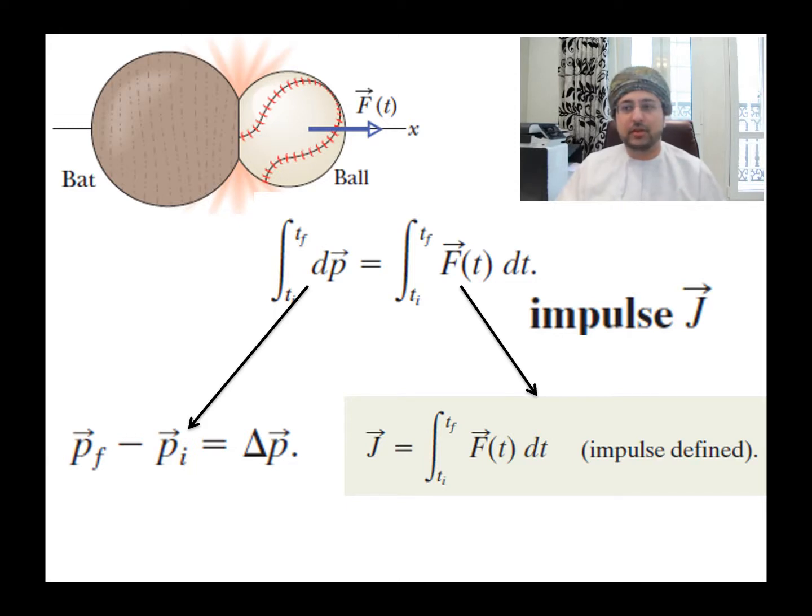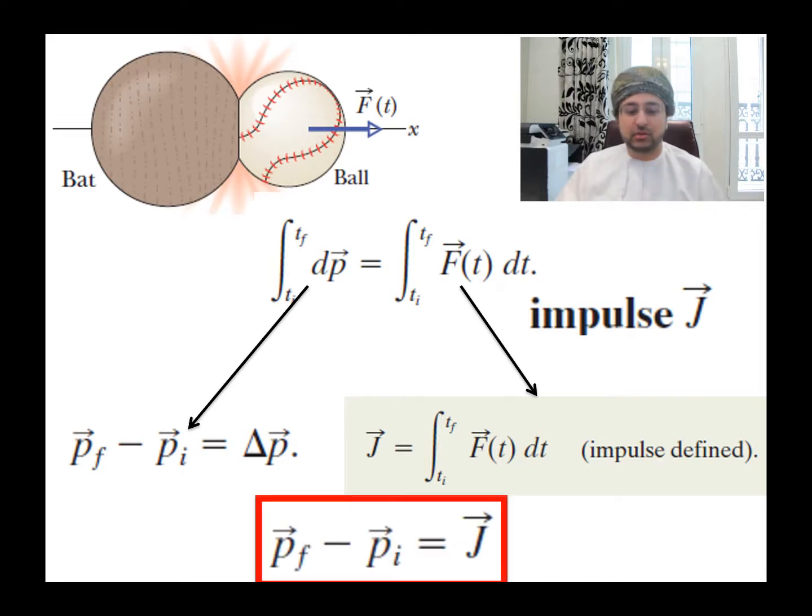What's another way to say this? Well, a simpler way, just to have a nice and neat equation: P_f minus P_i, final momentum minus initial momentum, the difference is J, impulse.